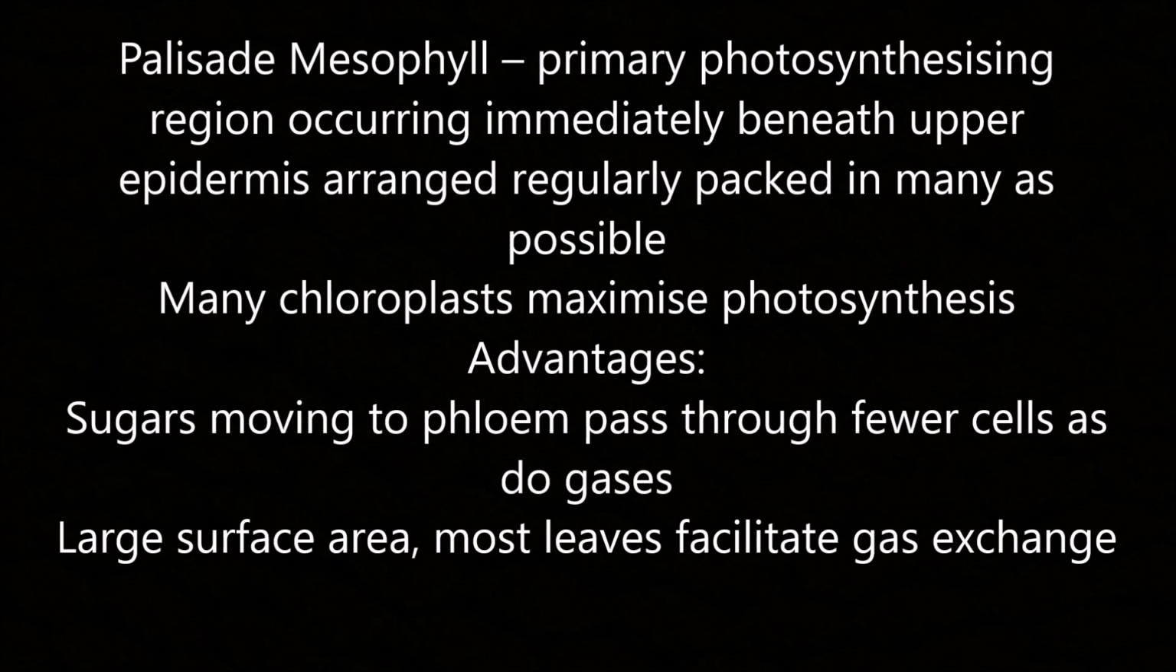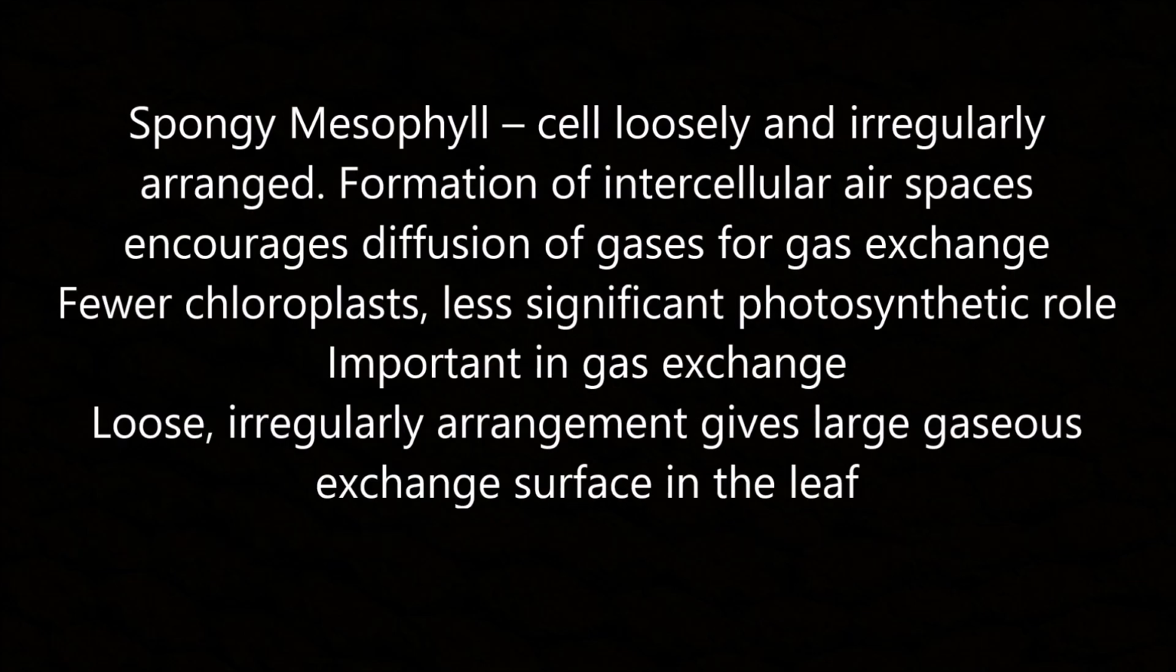The advantage is that sugars moving to the phloem pass through fewer cells, as do gases, and the large surface area of most leaves facilitates gas exchange. The spongy mesophyll has cells loosely and irregularly arranged. The formation of intercellular airspaces encourages diffusion of gases for gas exchange. With fewer chloroplasts, it has a less significant photosynthetic role but is important in gas exchange. Their loose and irregular arrangement gives a large gas exchange surface in the leaf.